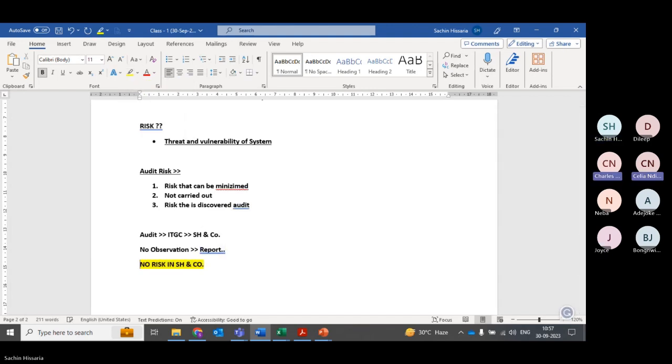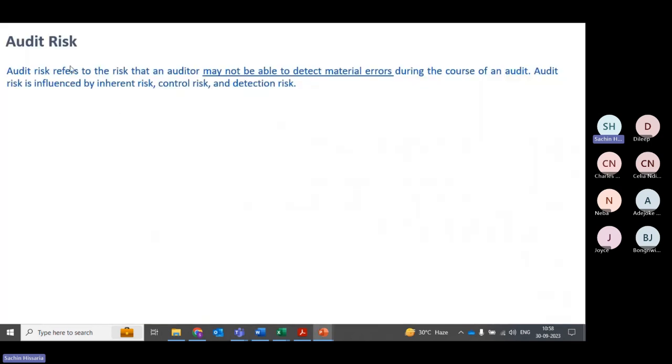No, correct. We cannot say this statement since there was no observation in the audit report. There is no risk in SHN company because of an audit risk. Audit risk refers to a risk that your auditor may not be able to detect material errors during the course of audit. Whatever the auditor is performing, he was not able to detect the material error. Now, this audit risk is influenced by three risks, which are IR, CR, and DR.